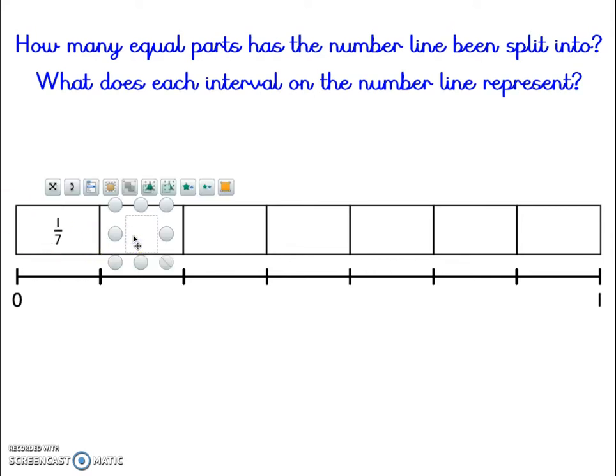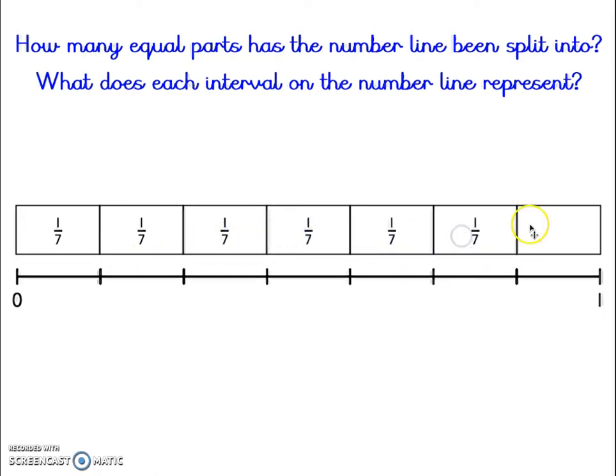And we can see, nice and simply, that each section of my number line now is worth 1/7. So how many equal parts has the number line been split into? The answer is 7, which means we're working with a denominator of 7, or sevenths. And what does each interval on the number line represent? It is one of those sevenths, or 1/7.